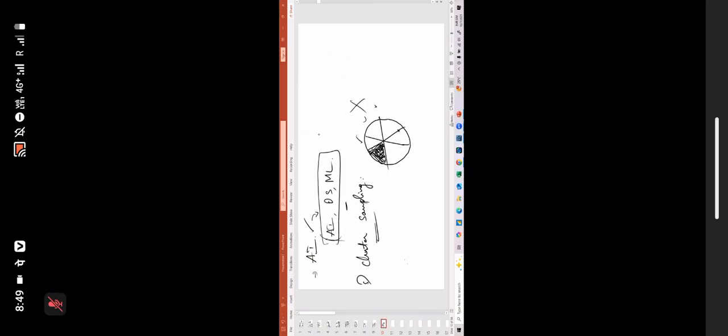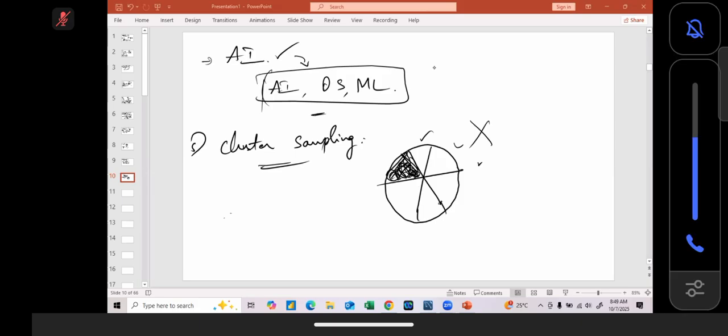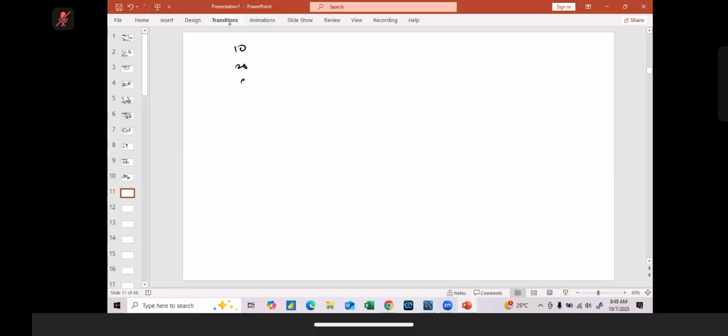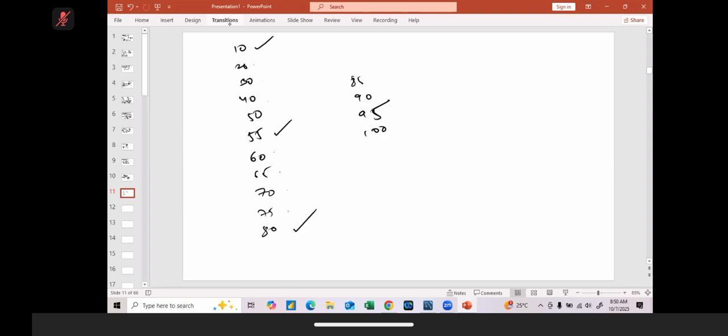Every nth value, for example, we have a data set: 10, 20, 30, 40, 50, 55, 60, 65, 70, 75, 80, 85, 90, 95, 100. For example, this is our whole population. From this, I want to pick only every second value as a sample, or every fifth value as a sample. So first value, after that, second, third, fourth, fifth, sixth value, after that, seventh, eighth, ninth, 10th, 11th.